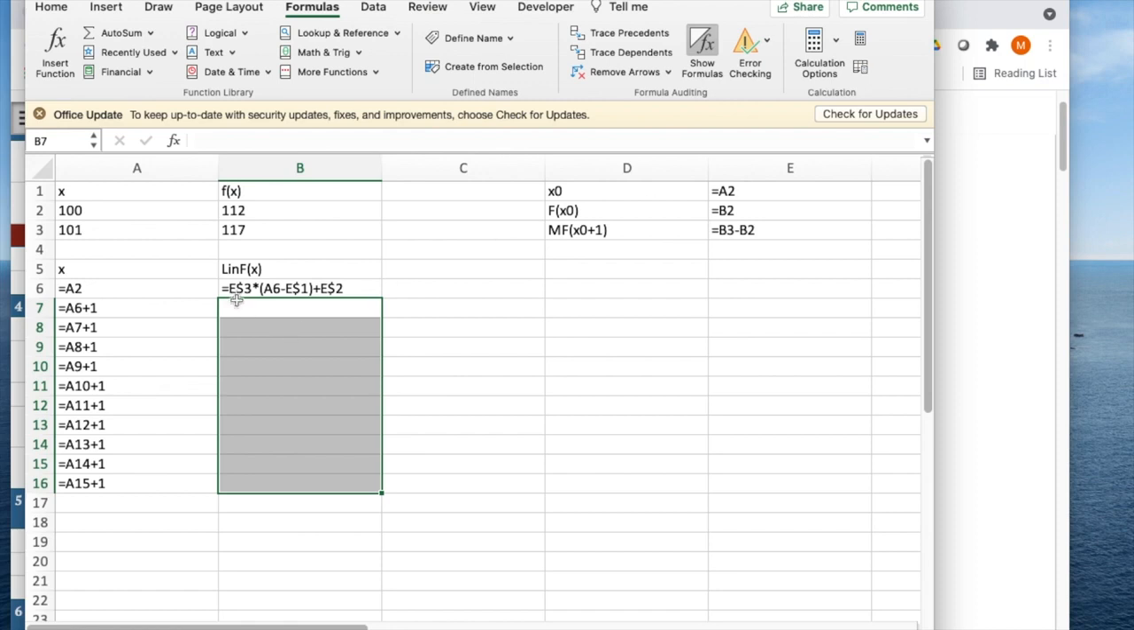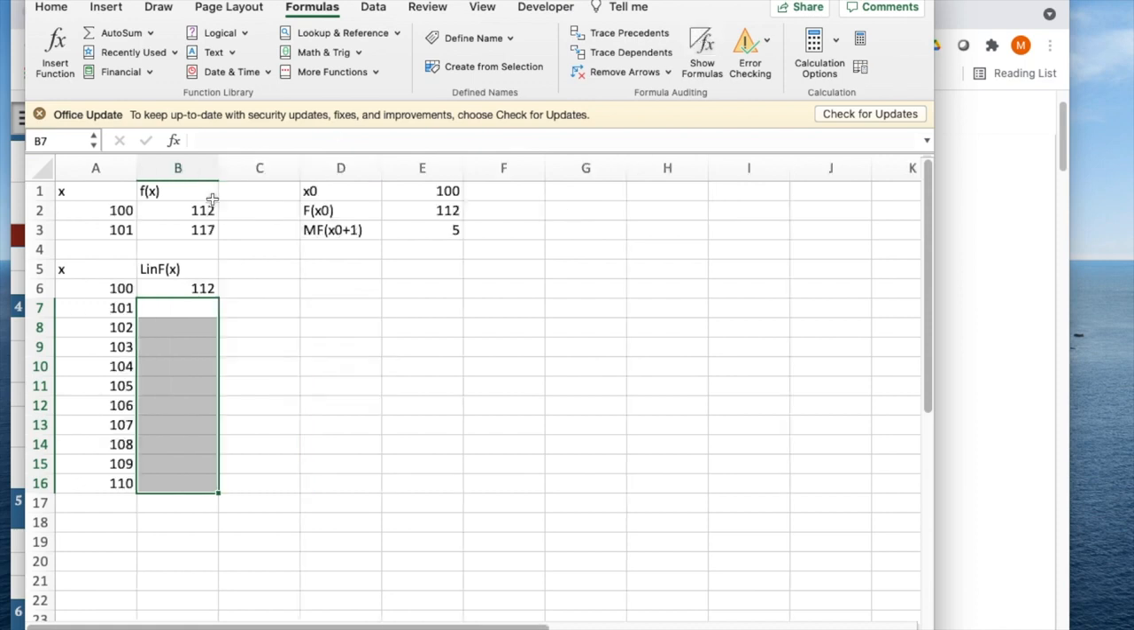If I want my straight line, my linear approximation, point slope form, I'm going to use the slope, the marginal function, times the distance I've gotten from my base point plus the y value at my base point. And so if what I have is that I went from 112 to 117, my approximation is we're going to go up by 5 each time, and that gives me a linear approximation to this function based on the marginal value in these first 2 points.